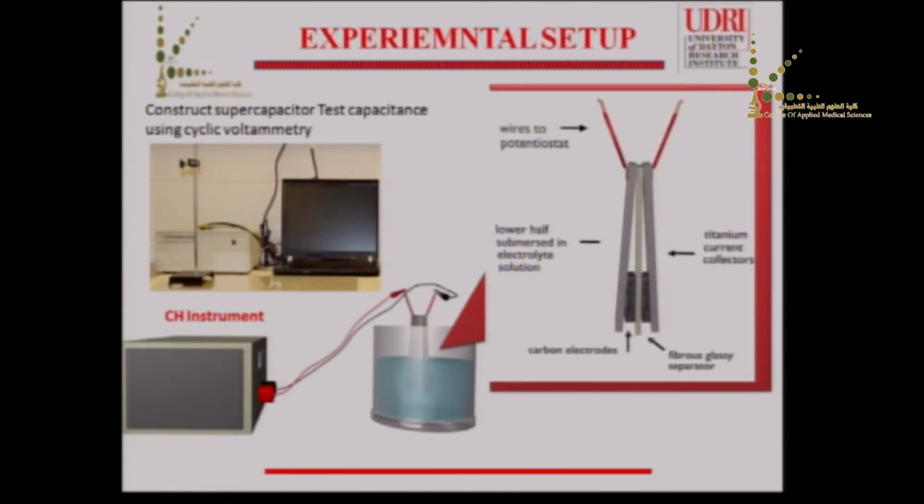This is the type of electrode I made: two plates of titanium, my samples, and fiberglass as a separator. I connect two wires and put them in the CHI instrument, which tests the capacitance for me after calculation.